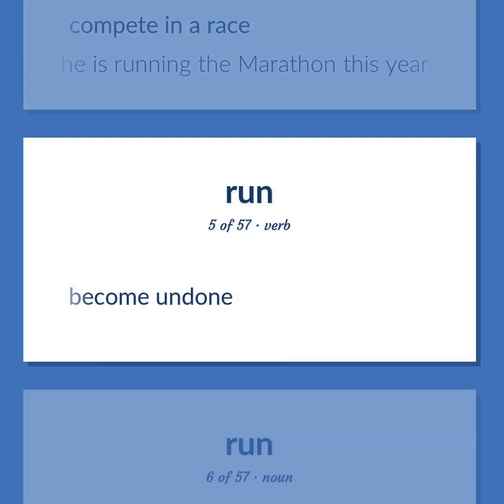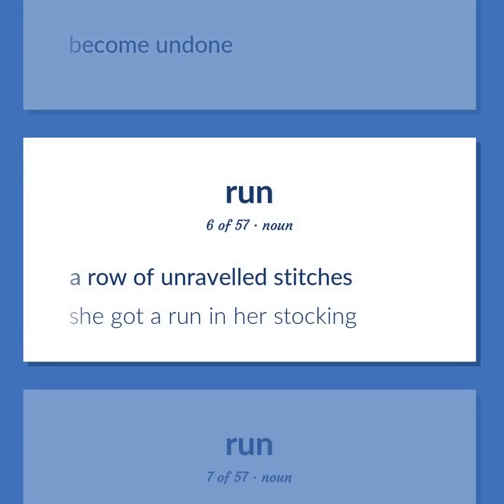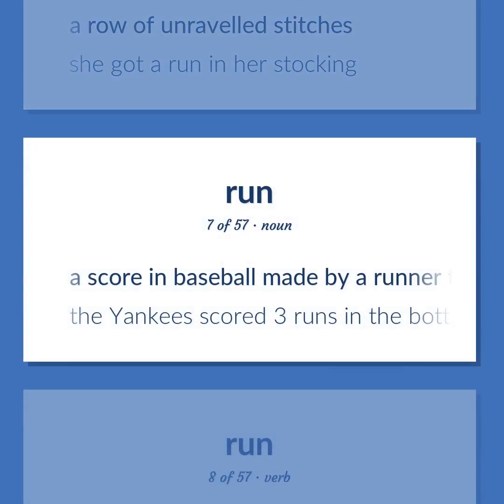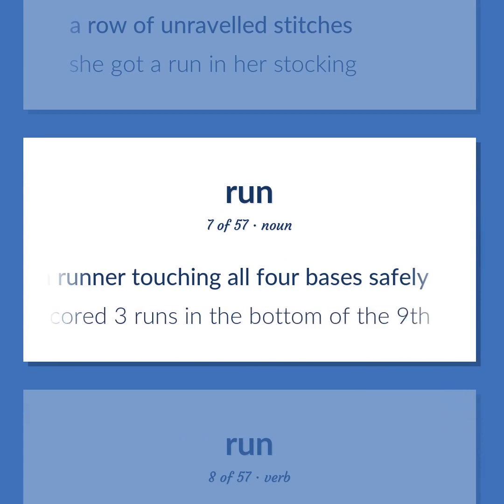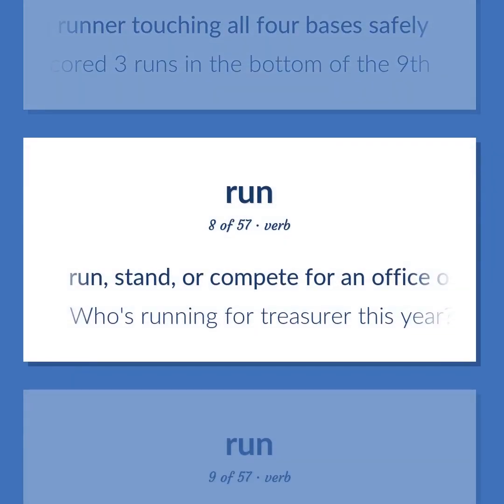Become undone. A row of unraveled stitches. She got a run in her stocking. A score in baseball made by a runner touching all 4 bases safely. The Yankees scored 3 runs in the bottom of the 9th. Run, stand, or compete for an office or a position. Who's running for treasurer this year?